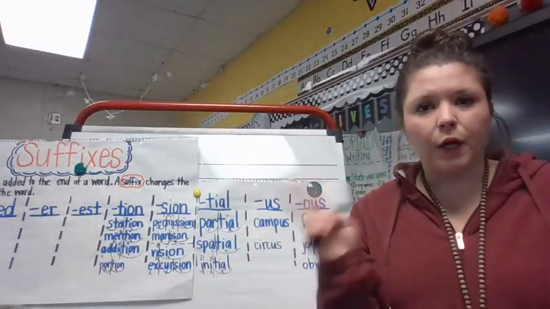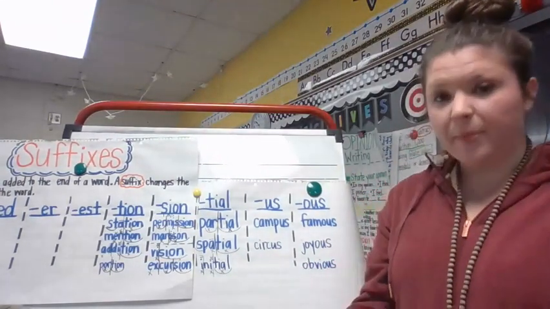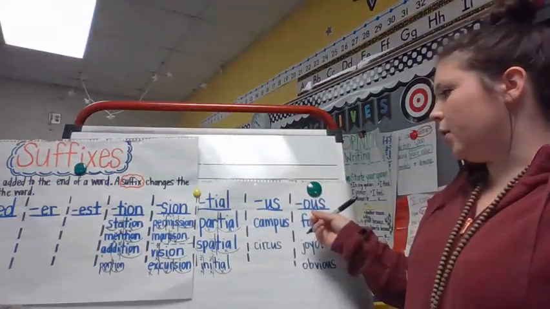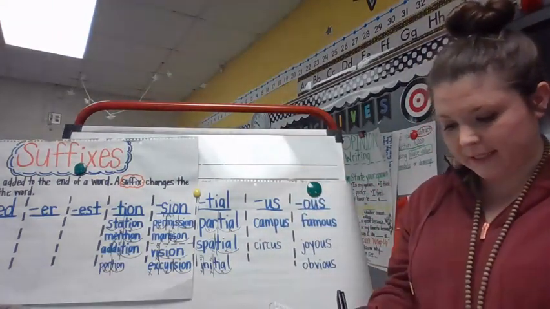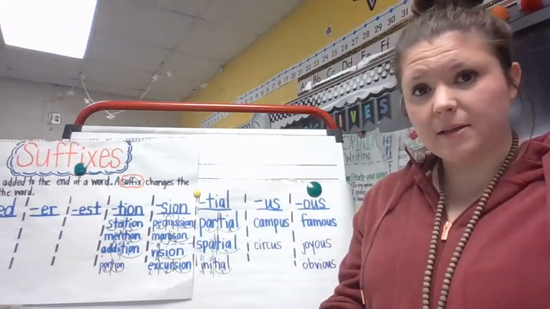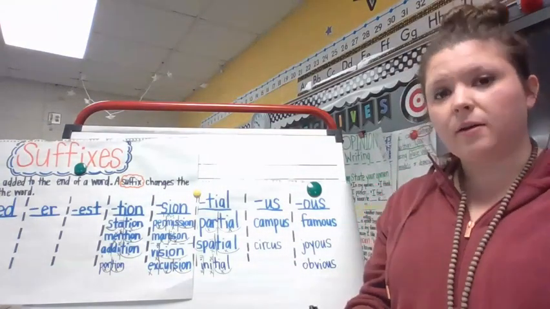All right, now we're going to learn two new suffixes today, but they both have the same sound. US and OUS are suffixes. They both say us. Listen for the us sound in these words.